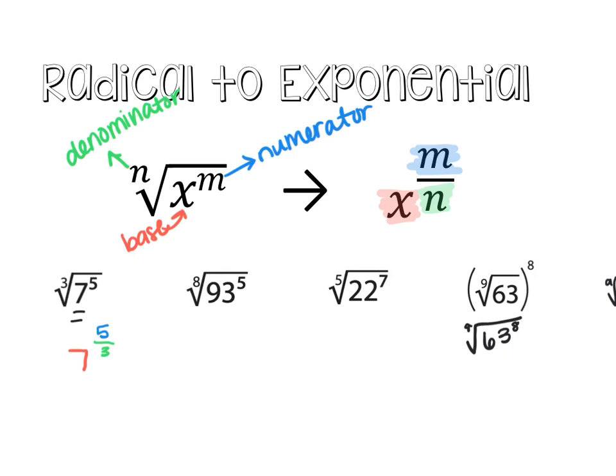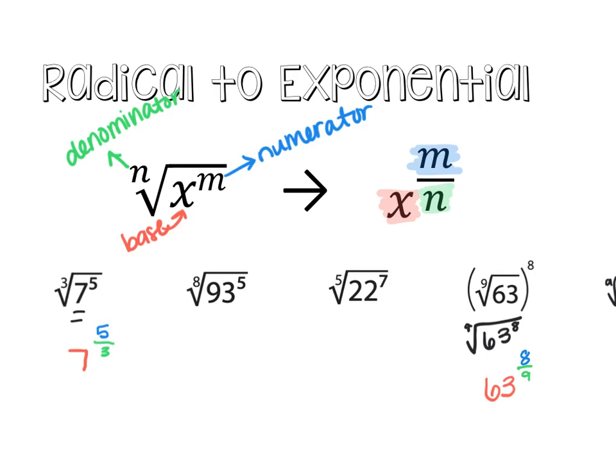So in that case, I would have a base of 63, a numerator of 8, and a denominator of 9. Now I want you to try those middle two on your own.